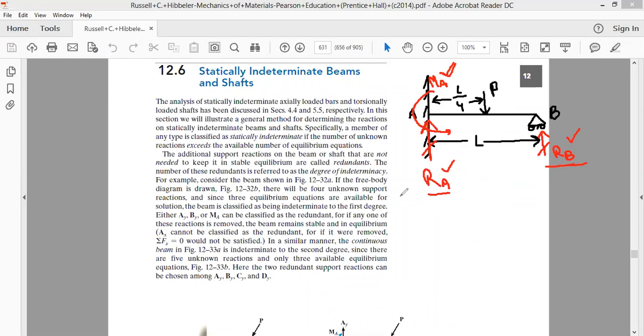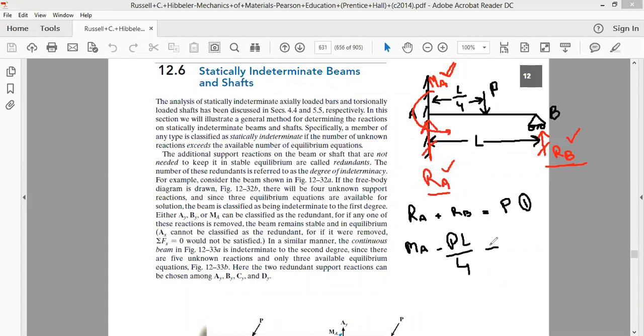As far as the equations in hand, first we'll write the equations of equilibrium. We have RA plus RB minus P equal to 0. That is RA plus RB is equal to P. This is our equation 1. And our second equation is we have MA, and the moment because of P, that will be minus PL by 4.